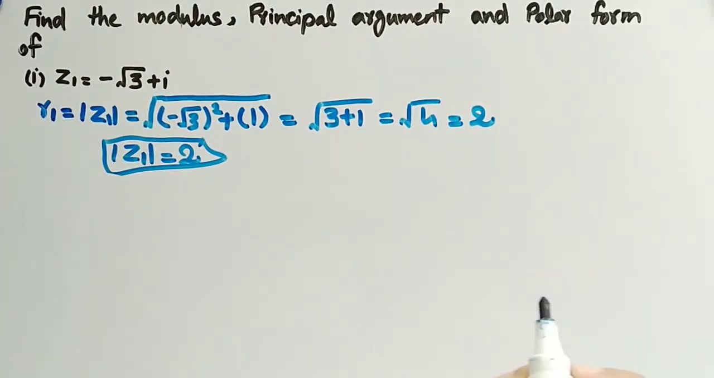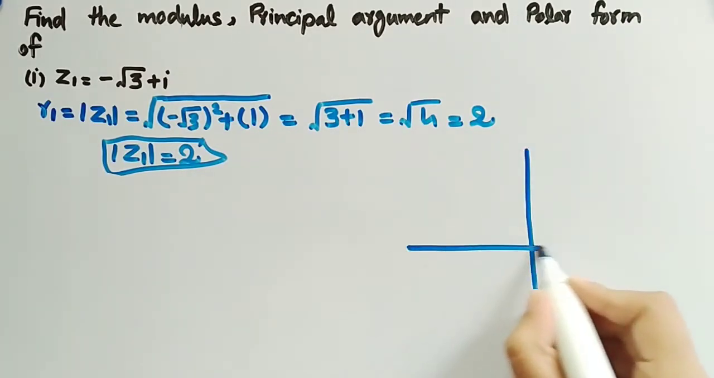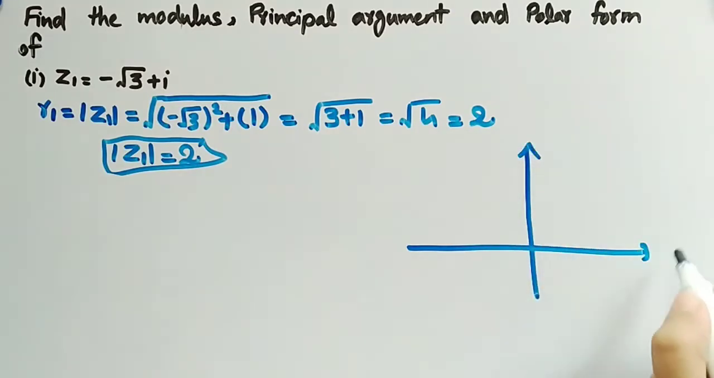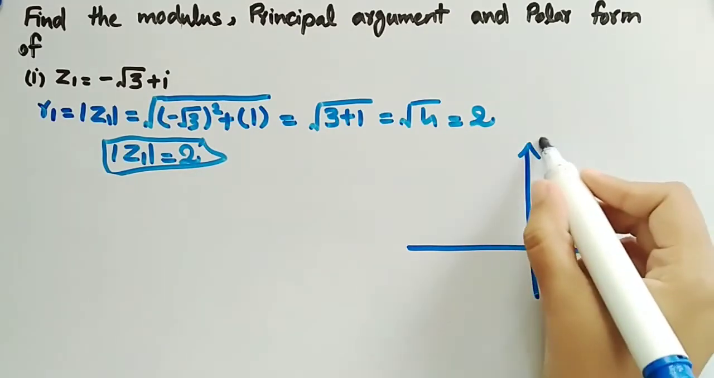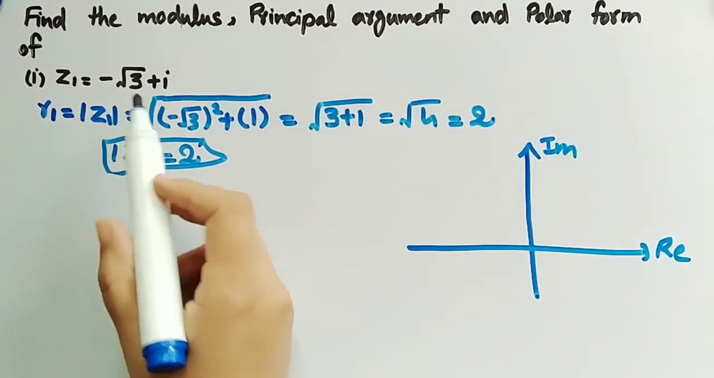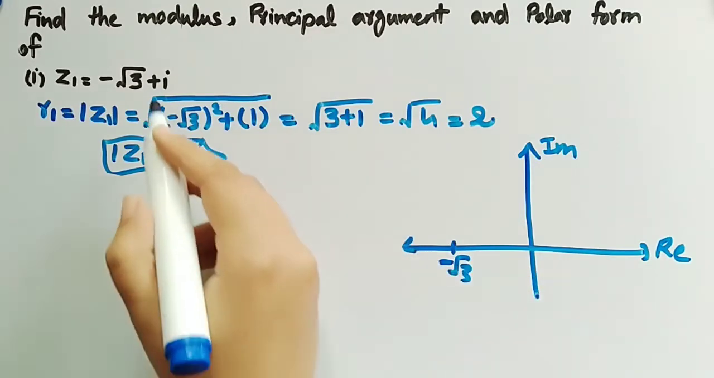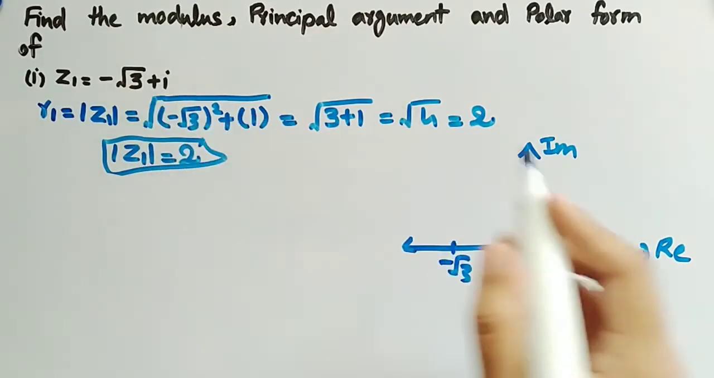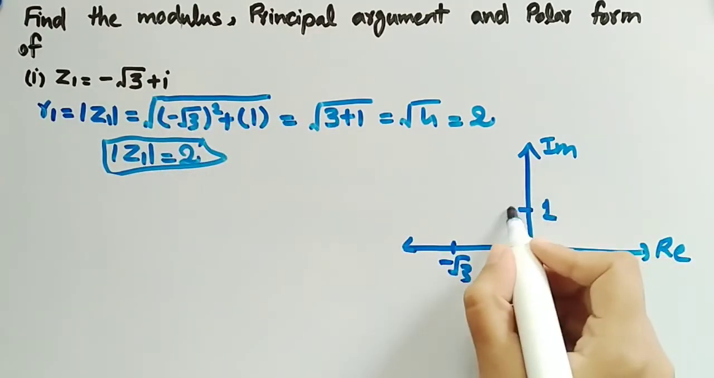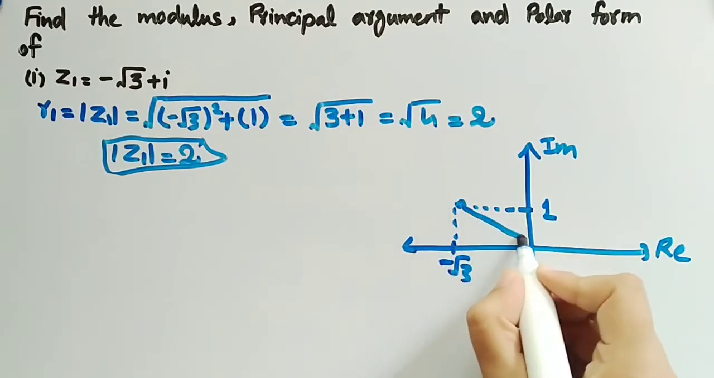Now we will find the principal argument of z1. To find its principal argument, first of all we will draw it on the complex plane. Let this be the real axis and this be the imaginary axis of the complex plane. The real part of the complex number is minus square root 3 and its imaginary part is plus 1. So the complex number z1 is in second quadrant.